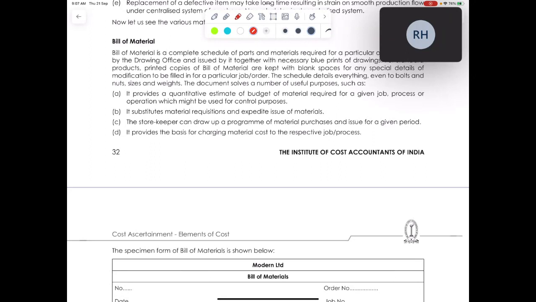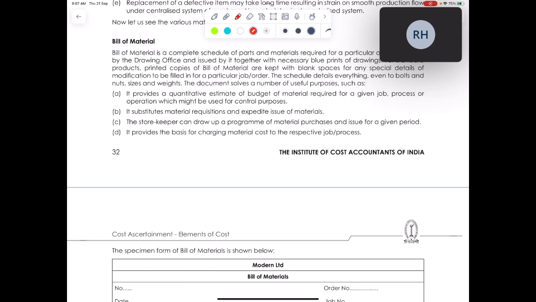The very first important topic available on page number 32 is bill of material. For a layman, bill of material means the invoice. But for us, the cost accountants, it doesn't mean the invoice. So what do we mean by bill of material? It is a document which prescribes, to manufacture a single unit, what type of raw material is required and in what quantities.